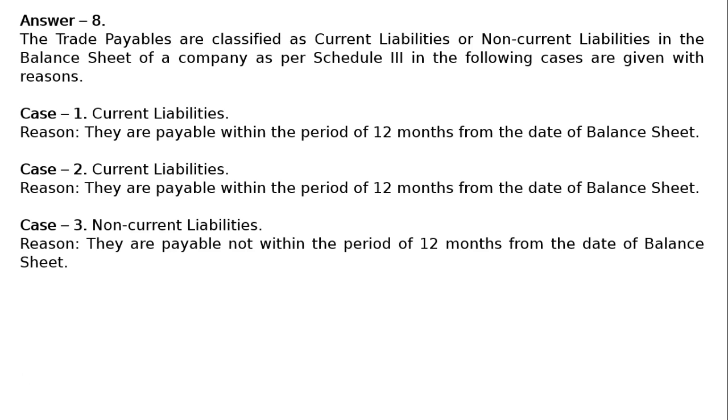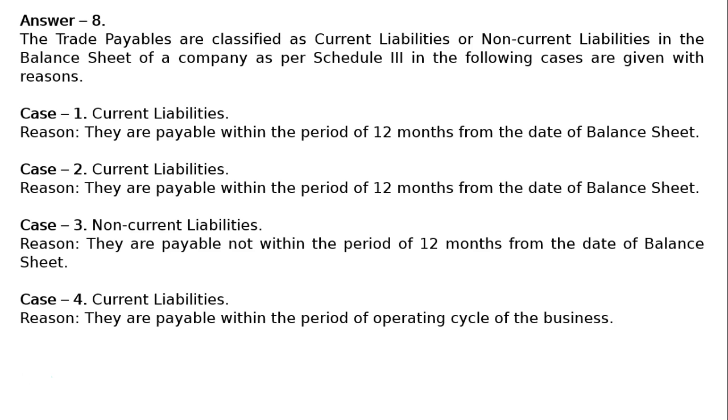Case 4, operating cycle period 14 months and expected payment period 13 months. Current liabilities. Reason: they are payable within the period of the operating cycle of the business. Operating cycle is 14 months and it is payable within 13 months. Hence it is a current liability.